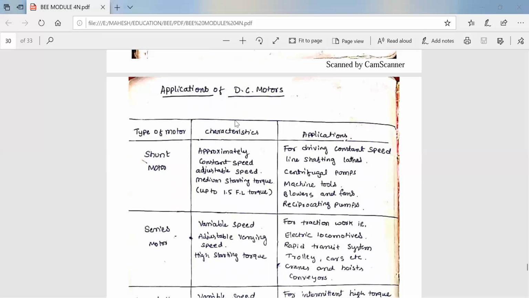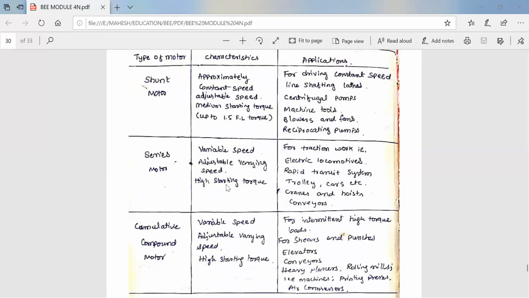And last we'll see the applications. Based on their characteristics, they have been used for particular applications. The shunt motor has medium starting torque and constant speed, so it is used for lathe machines in machine shops, and for blowers, fans and reciprocating pumping machines. Series motors possess high starting torque and variable speed, so they are used in locomotives, trolleys, cranes, hoists or conveyors.